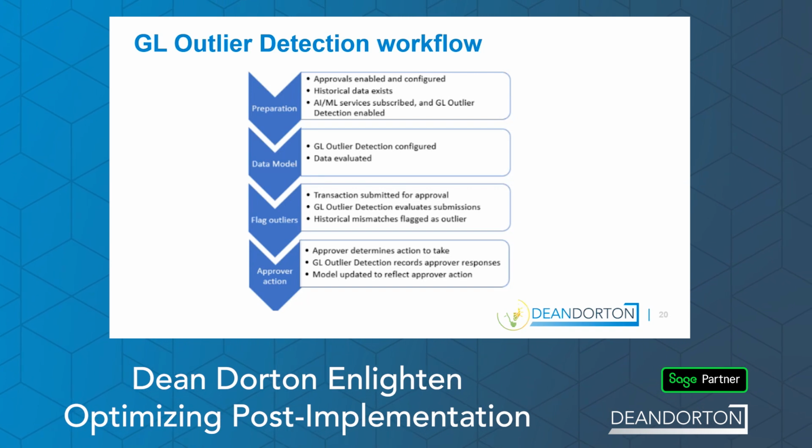Okay, go ahead and just stay here for just a moment. But I do like, again, when you enable this, it does take that 30 days. That's that preparation side. Once that's configured, it's going to gather that data for the data model. You don't have to do anything different. Just use it as normal. The outliers are going to be part of your GL general ledger approval workflow, and it will flag those for you. And then you have that approver action.